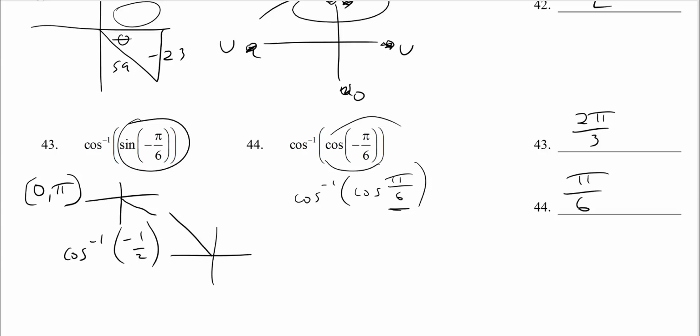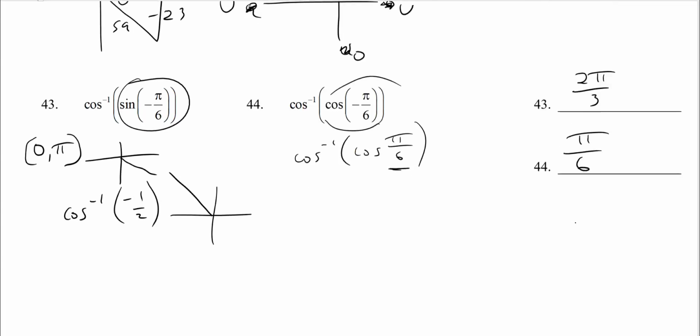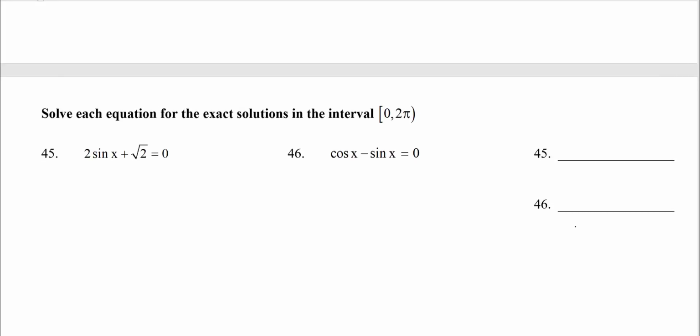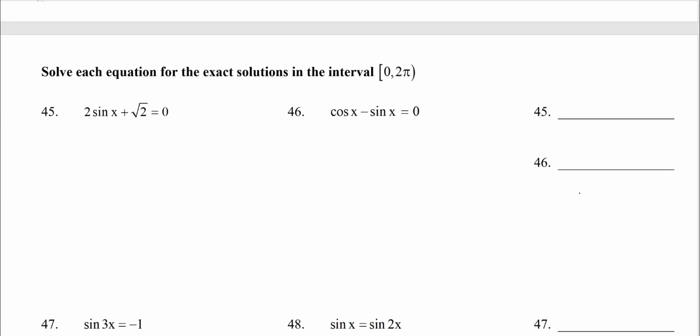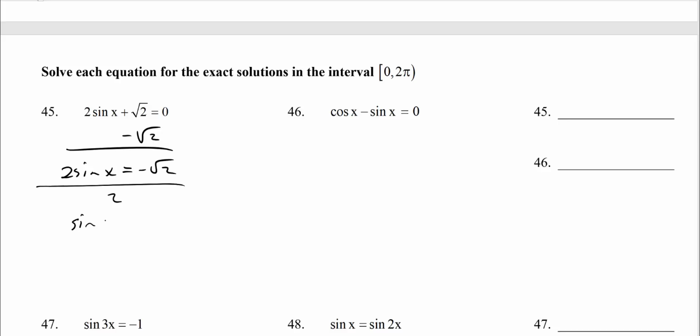What? Okay. All right. Still going here. Again, I hope Camtasia does not die. This is solving equations. So the first thing I'm going to do is subtract square root of 2. So I get 2 sine of x equals negative root 2. Divide by 2. So sine of x equals negative root 2 over 2.